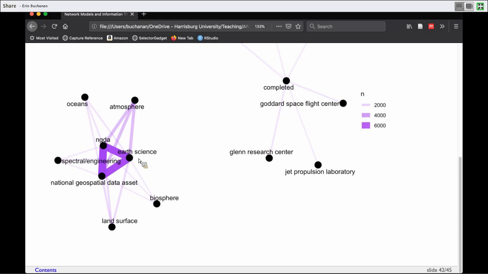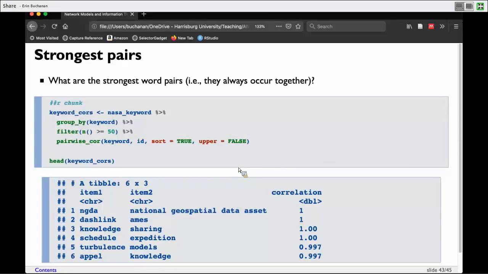Not on purpose, right? But the Earth Science group, what are they printing? Oceans, atmosphere, biosphere, land surface, Earth science stuff. Okay, it makes sense, the little local cluster. And so that is creating the edges based on co-occurrence frequency. Let's instead now base the edges on correlation.